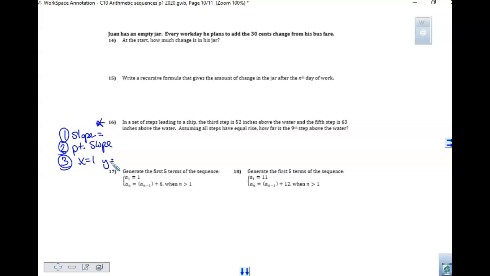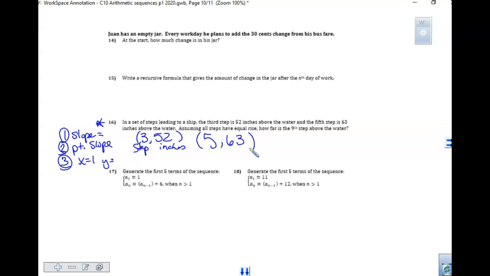Turn and look at this, because this is the information, and I'm not going to do the problem, but it says, in the steps leading to a shift, the third step is 52 inches. So 3, 52. The third, this is my step, right? This is how many inches. The third step, 52 inches above the water. The fifth step is 63. That's another ordered pair. The fifth step is 63. Assuming the steps have equal rise, how much is the ninth step?